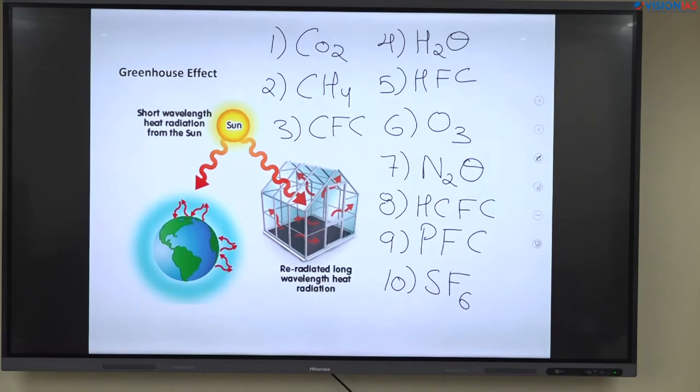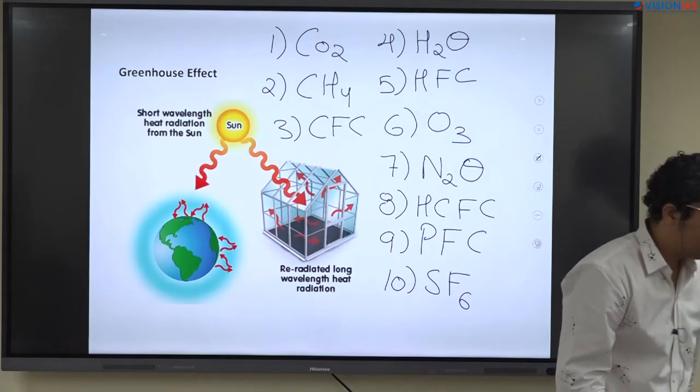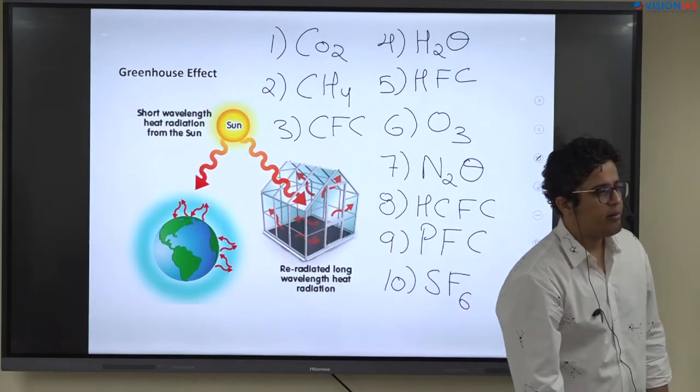Ninth, PFC, perfluorocarbon. 10th, SF6. SF6 is hexafluorosulfide. These are 10 greenhouse gases which can do energy trapping.